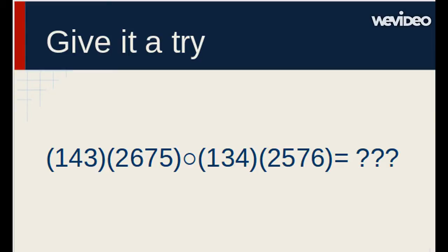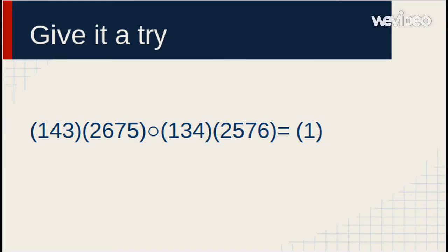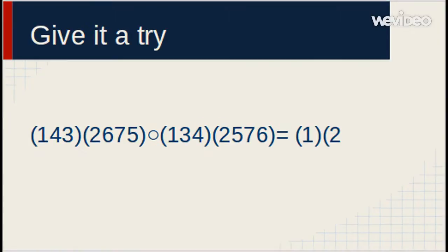So, in this composition, 1 goes to itself. So, (1). Now let's try 2. Well, in the inside permutation, 2 goes to 5, and in the outside permutation, 5 goes to 2. So 2 also goes to itself.